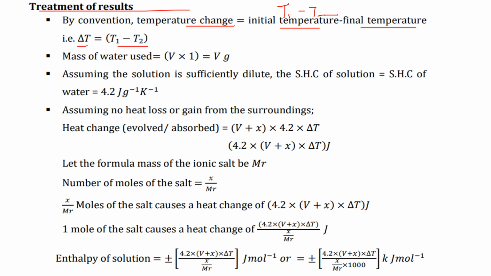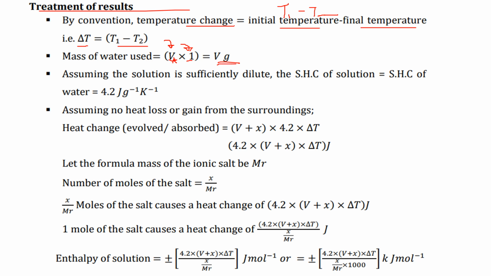And then mass of water used. Remember that we used a known volume of water. So for us to convert it into mass, we use density times volume. And density of water is 1, and the volume we used is V. So mass is given by density times volume, so that we get our mass as V grams.